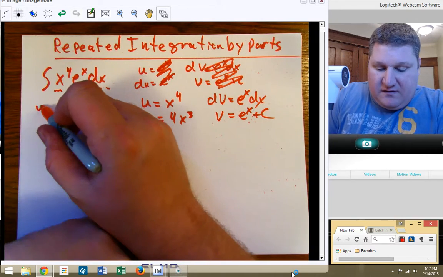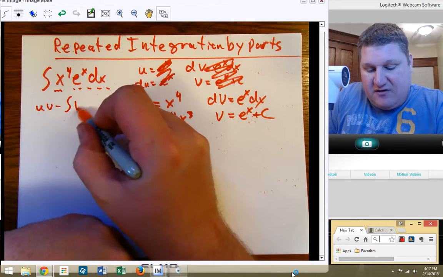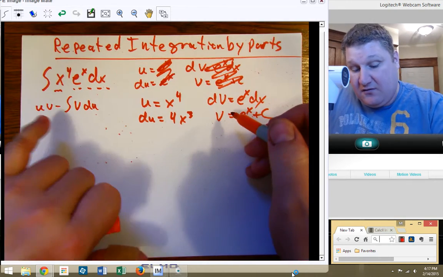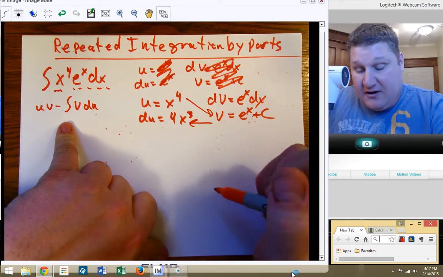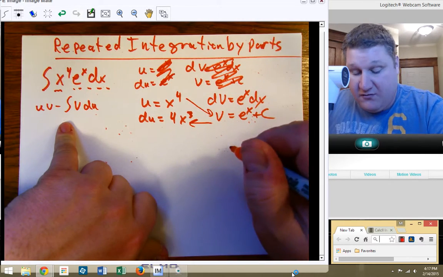Now, if I were to do simply uv minus the integration of v du. Now, folks, if you can't start to remember this by now, you're going to be up a creek because we're going to use it over and over and over again.